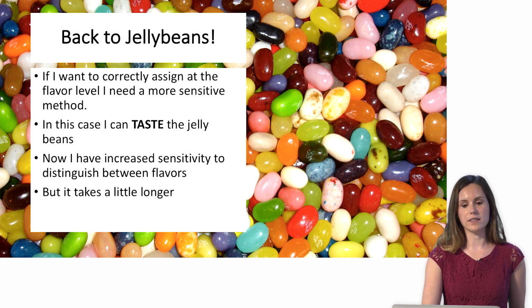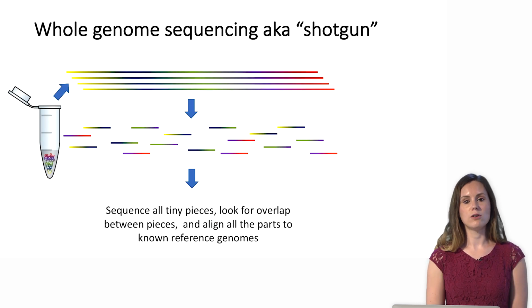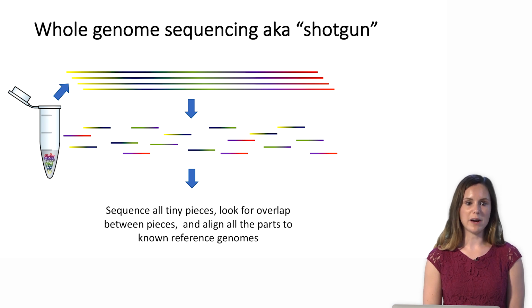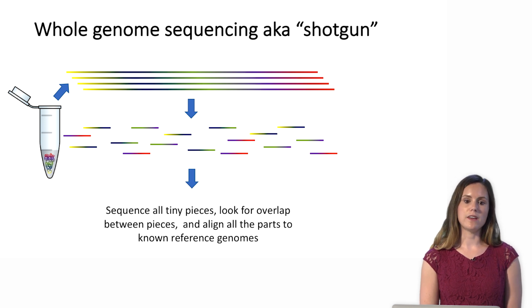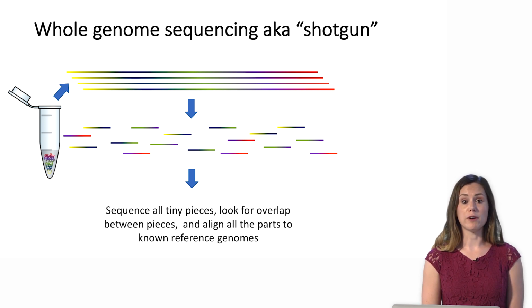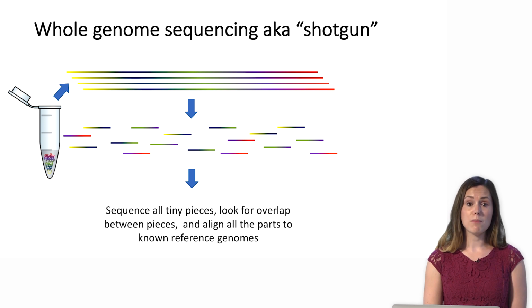So this is kind of analogous to whole genome sequencing, or shotgun sequencing, or metagenomic sequencing. Essentially what we do is we take the DNA from our sample, we break it up into lots of tiny little pieces. This is where it gets the name shotgun. And then we sequence all the tiny little pieces and look for the overlap between those pieces, which we can then align to all the parts of known reference genomes. But this is a much more computationally intensive task.